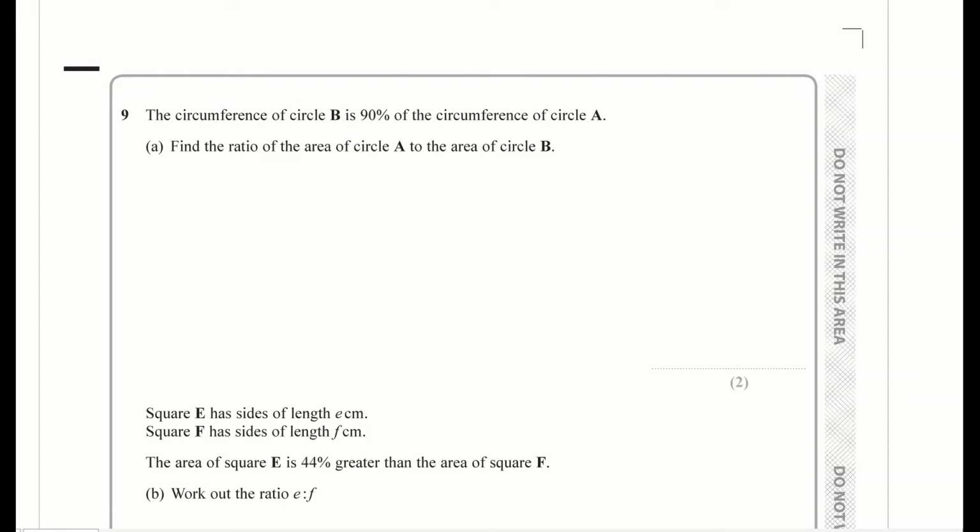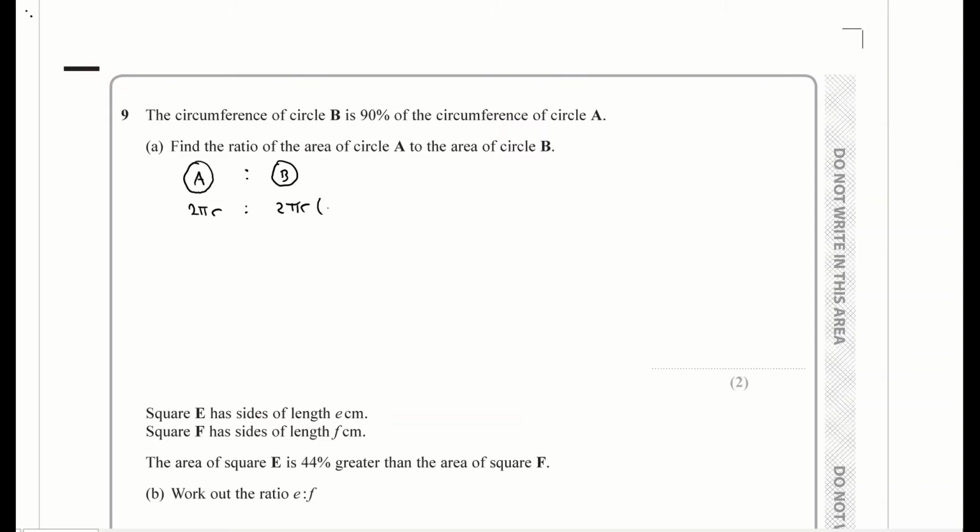Moving now to question 9. Question 9 states that the circumference of circle B is 90% the circumference of circle A. Find the ratio of the area of circle A to the area of circle B. Everyone tackles these differently. I'm going to sketch them here first of all. So that's my first circle A. We know the formula for circumference is 2 pi r, and it is given in a ratio to circle B, and again that's going to be 2 pi r. But we know something about circle B: it's only 90% the size of circle A.